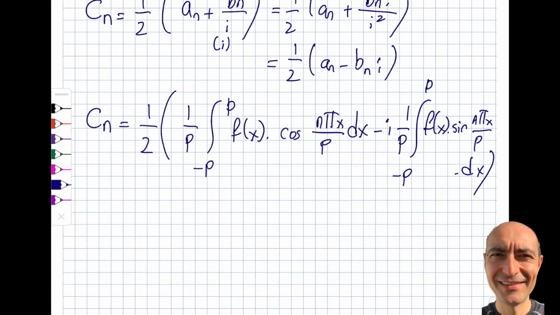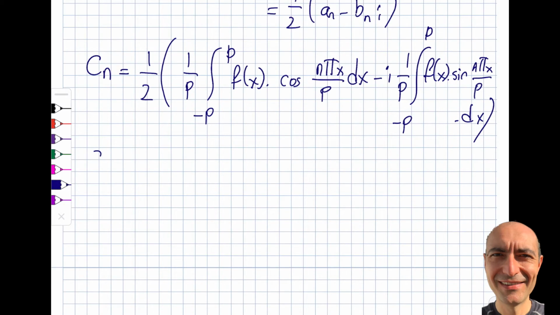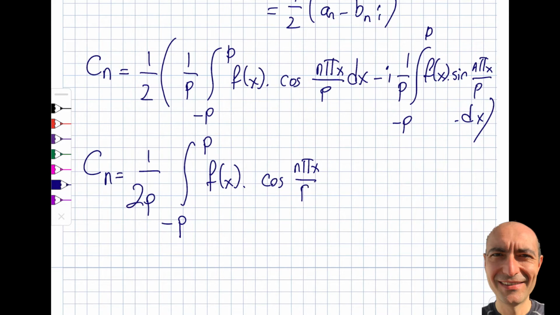Okay, the only thing that I can do over here, I can see that each integral has the same limits, and each of them is multiplied by f of x. So I'm going to combine the integrals and write one integral, which I can do. I mean, it's not groundbreaking. 1 over 2p, I can take p out of, integral from minus p to p of f of x. Now let's see what happens. Cosine of n pi x by p minus i sine n pi x by p dx, right?